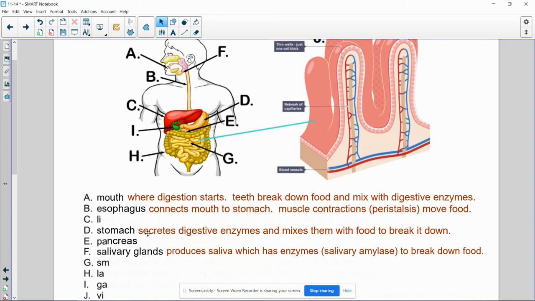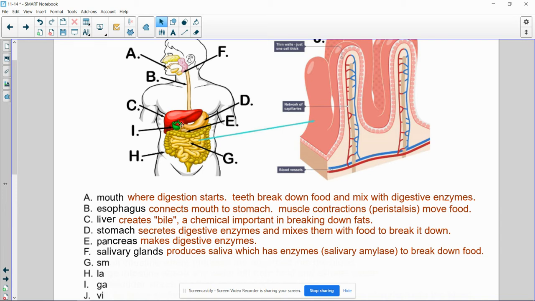Let's back up. Your liver, you've all heard of your liver. Your liver has a ton of functions in the digestive system. The main function of the liver is to create that bile we just talked about. And then your pancreas, the main function of the pancreas is to create those digestive enzymes that we keep mentioning.